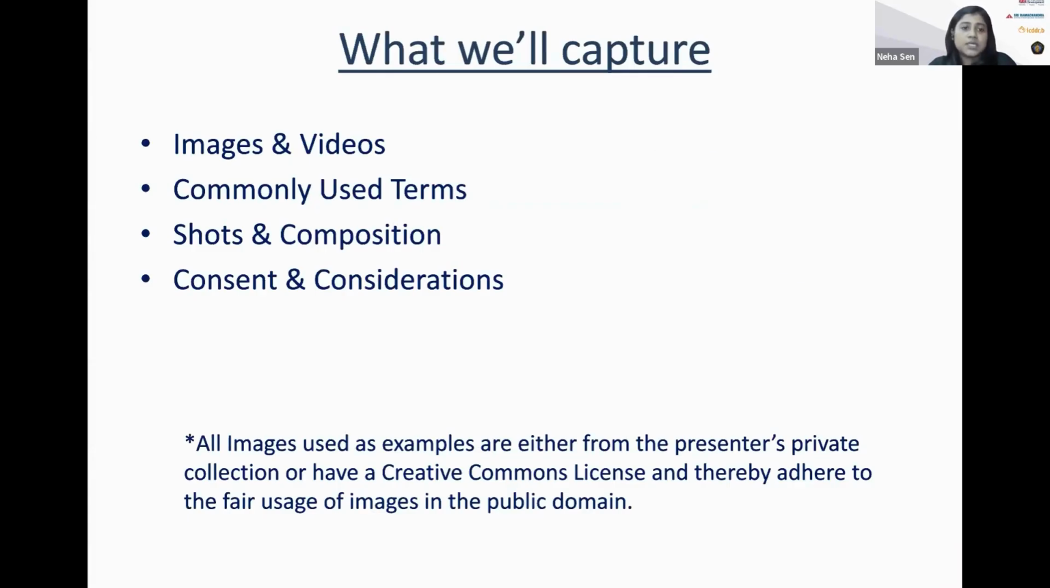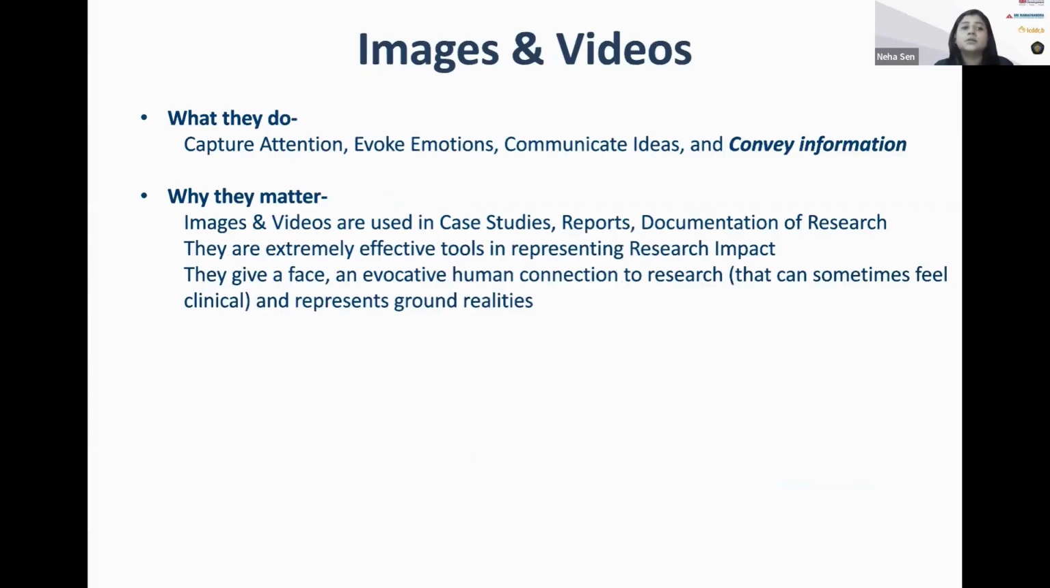First and foremost, let's talk about the importance of images and videos. What they do is capture attention, they evoke emotions, they communicate ideas, and most importantly for us as members of a research team, they convey information.